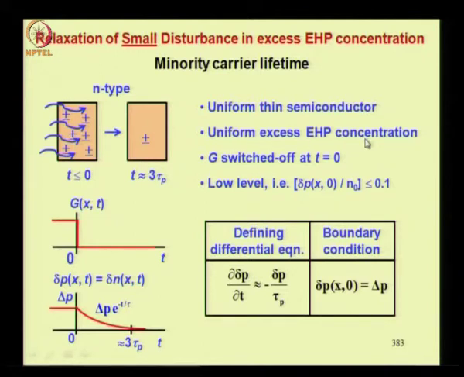Uniform excess electron hole pair concentration, the source of excess electron hole pair is switched off at t equal to 0 and low level conditions prevail, that is G is sufficiently small so that the excess hole concentration is much less than the equilibrium majority carrier concentration. So under these conditions you have an exponential decay of excess carriers with time once the impulse is switched off, and the time constant here is the minority carrier lifetime. This is the defining differential equation and this is the boundary condition under which it is solved.